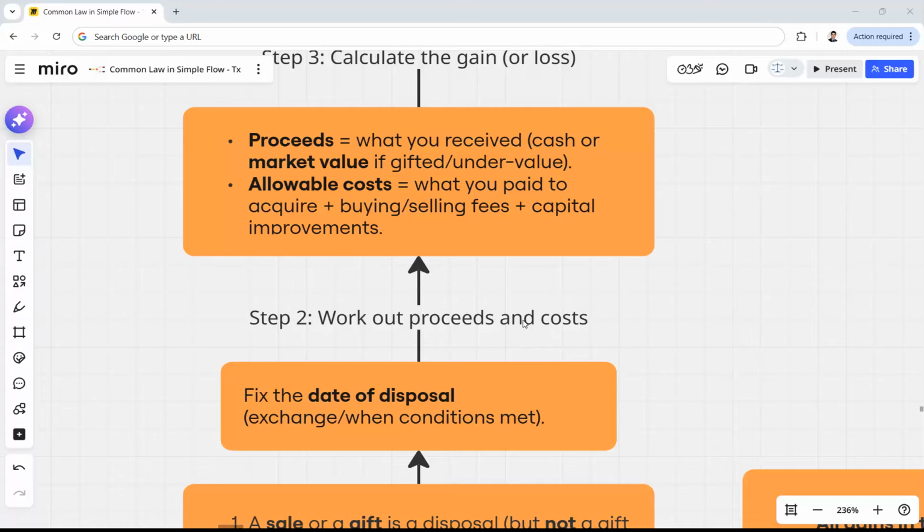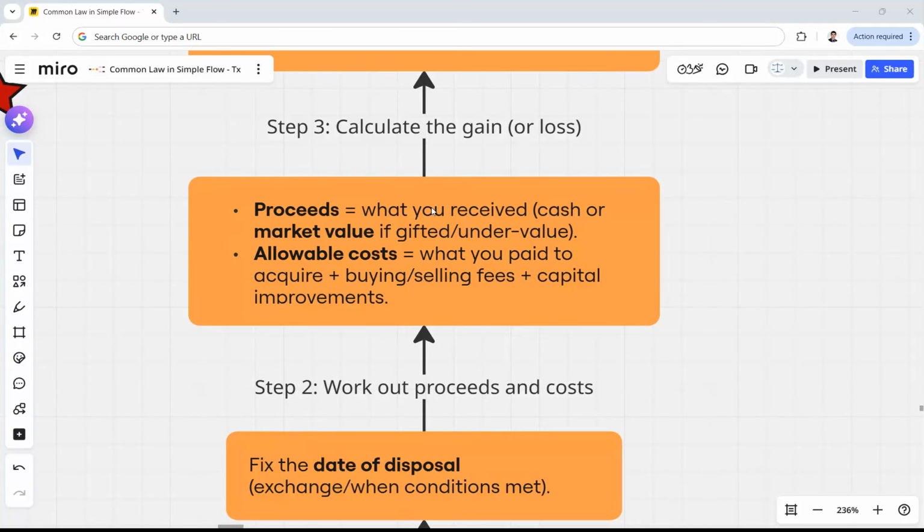Step 2, work out proceeds and costs. Proceeds are what you received as consideration: cash, or market value if gifted or sold undervalue. So with undervalue, if you gift something, or sell something for £10 but its price is 1,000, we take the market value, but only if gifted or undervalued. But if you just sell something cheap, for example it's 2,000 but you have used it and it's 1,000 now, or you want to give a discount, then it will still be 1,000 and not the market price.